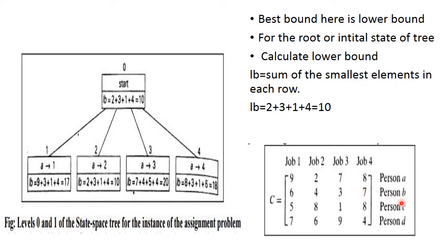For person A, person B, person C, person D, the smallest elements are 2, 3, 1, 4 respectively, and we'll add them up: 2 plus 3 plus 1 plus 4, which gives you 10. So that is assigned here. Now we'll see how to construct the next level nodes.